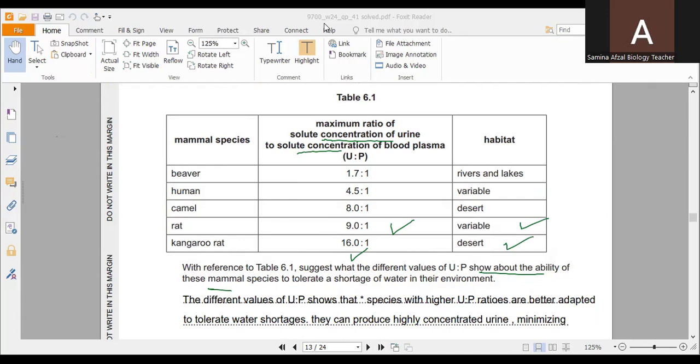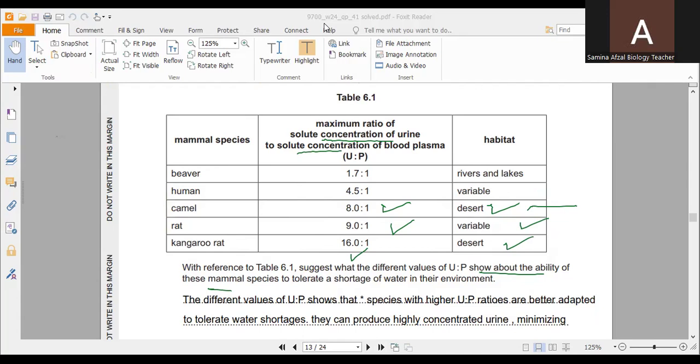And then we come to the next, the camel. Here you can see the camel, again, lives in the desert and it has a 8 to 1 ratio. So in this way, the high UP ratio reflects its ability to conserve water in the desert, because of the non-availability of water there. So it has to conserve more water inside.